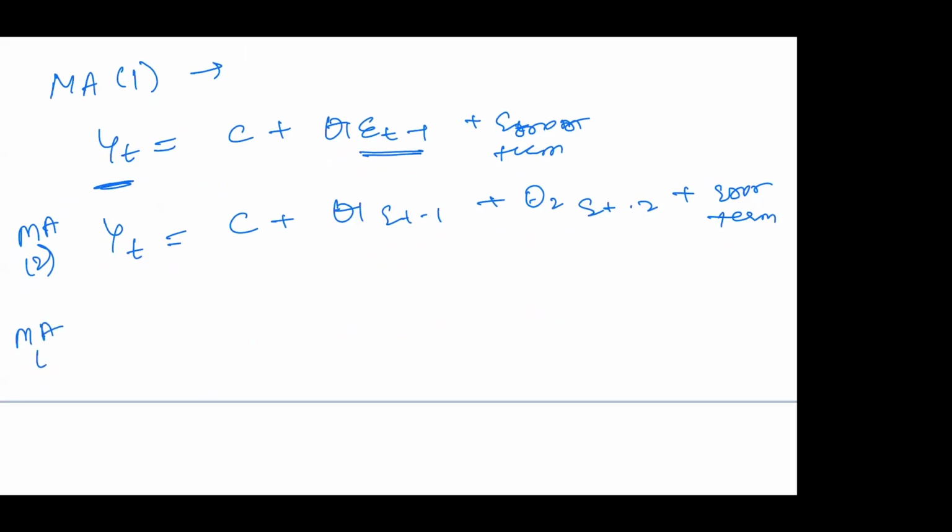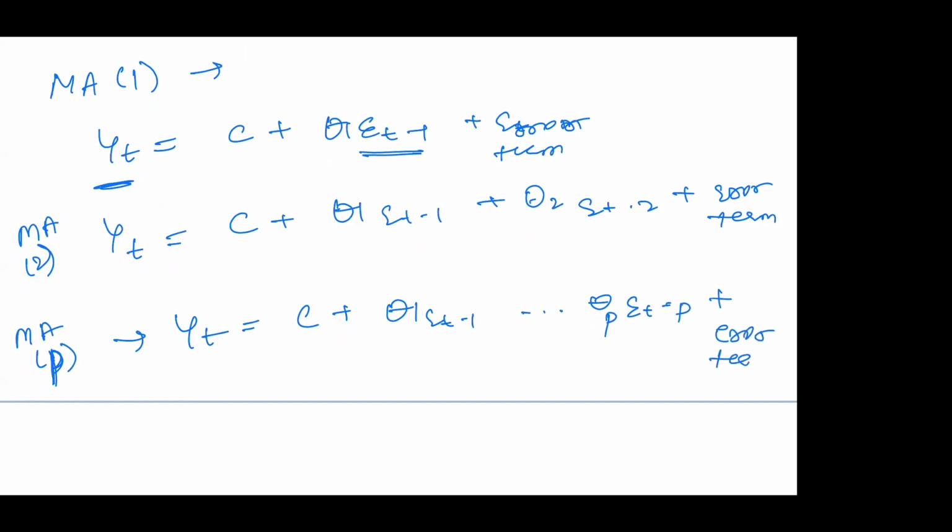Similarly, we can say that MA(q), that is, we are regressing against the qth order. So we can similarly write theta 1 et minus 1 up till theta q et minus q plus some error term. If you use a time series model in Python, you will see this part only. You will not see the constant, but when we write it, that's the way we write.